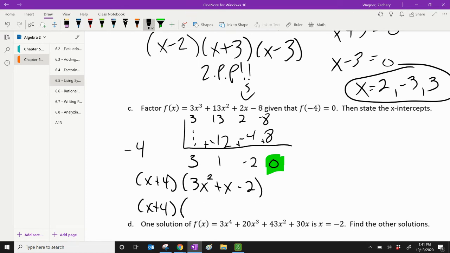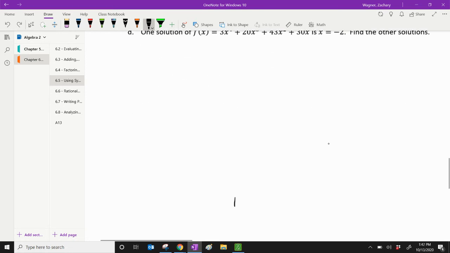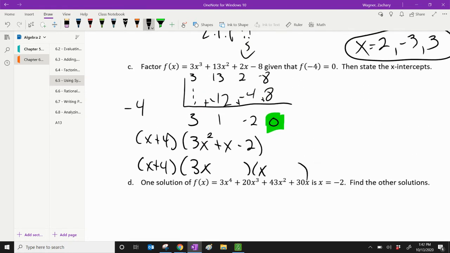What two numbers multiply to 3? Just 3x and x. What two numbers multiply to 2? Just 2 and 1. This is more positive, so that goes there. x plus 4 times 3x minus 2 times x plus 1. Which means use ZPP to find the other x-intercepts.